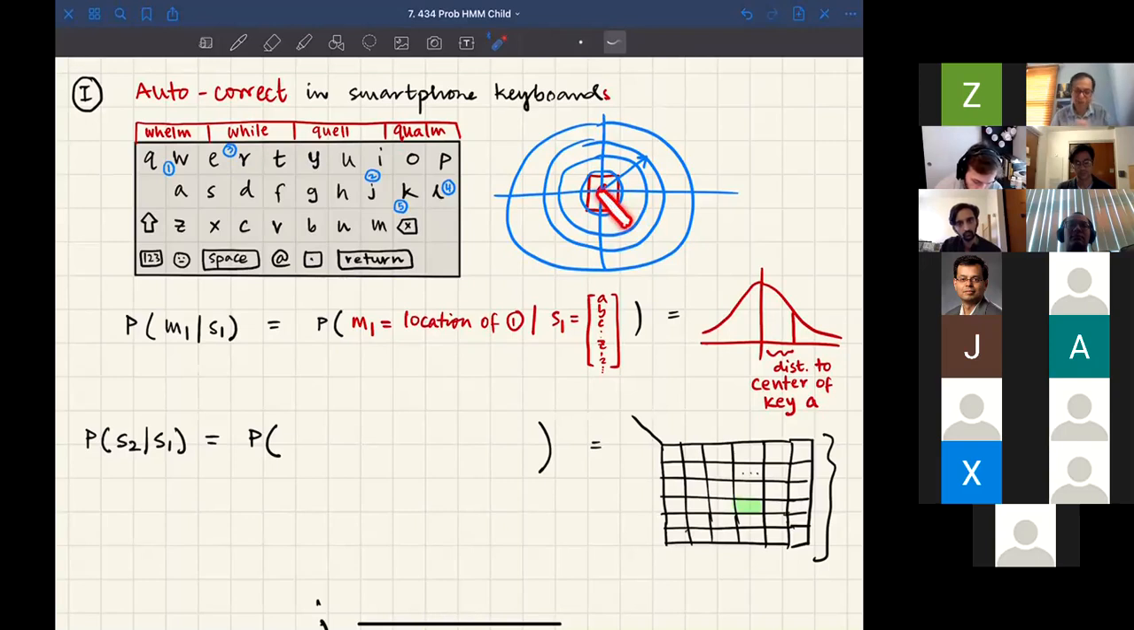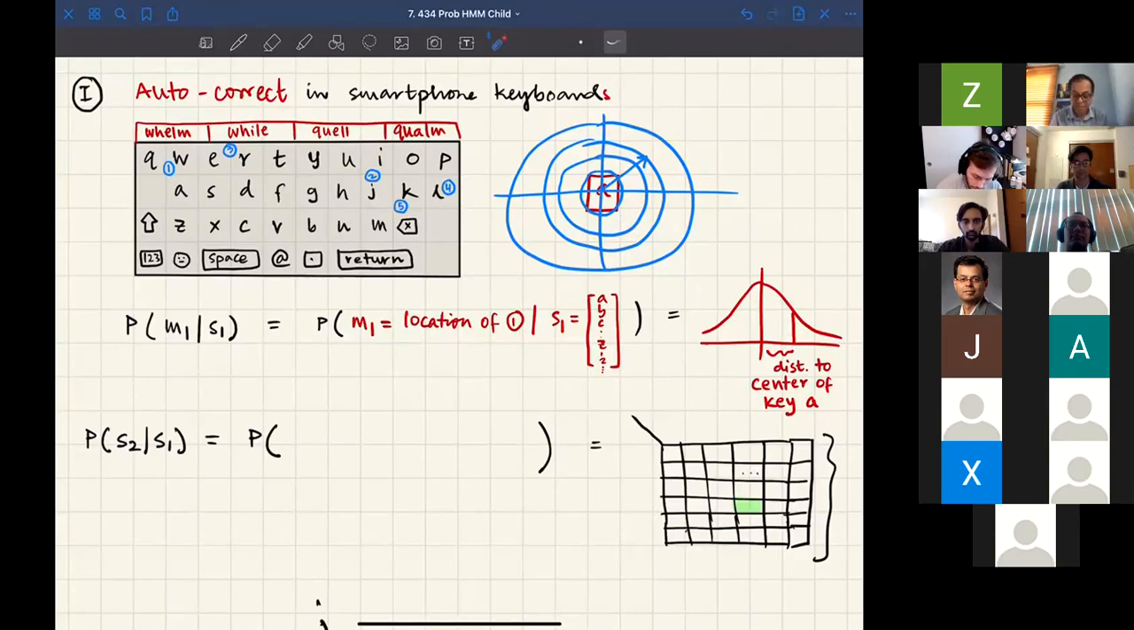And from that, you have a distribution on the page. And from that distribution, you exactly know what that probability is. This value is this value. And this value tells you what the probability P(M1 given S1) is. Right? Very simple.